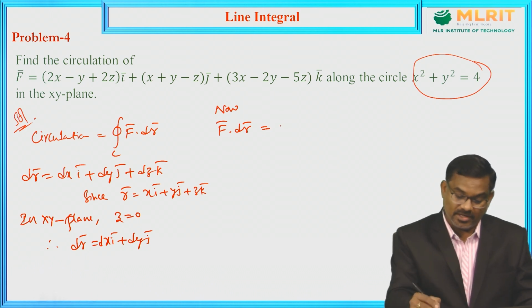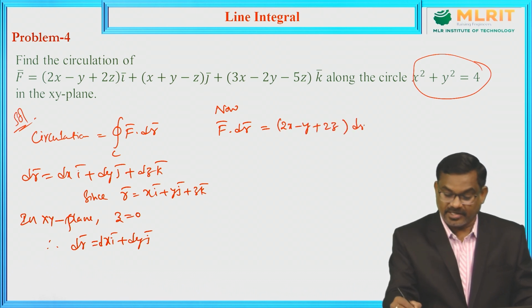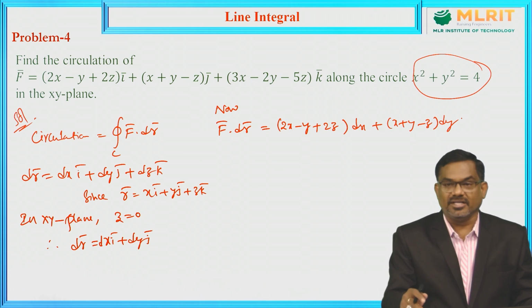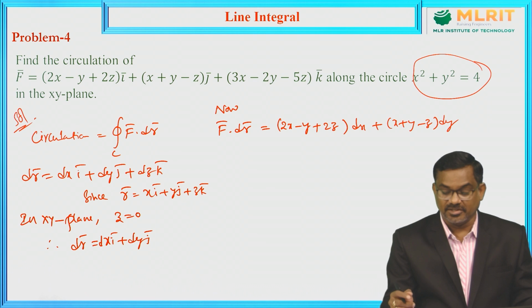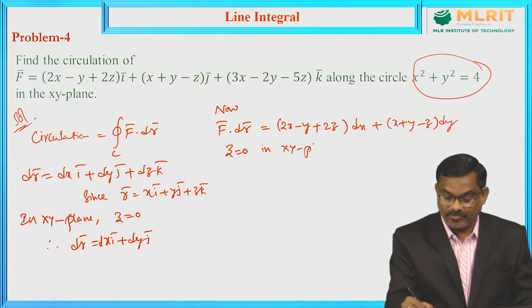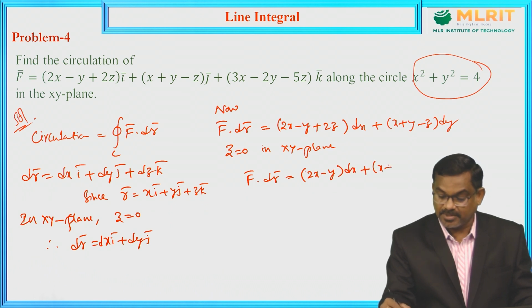In the first one, the first component is 2x into dx, plus the second component, x plus y minus z, into dy, because i dot i is 1, j dot j is 1, and the dot product between different unit vectors is 0. So obviously for the third one we get 0, but in the xy plane z is 0. Therefore f bar dot dr bar will be (2x minus y) dx plus (x plus y) dy.